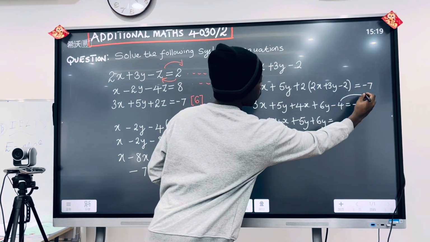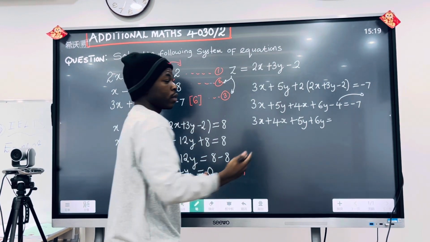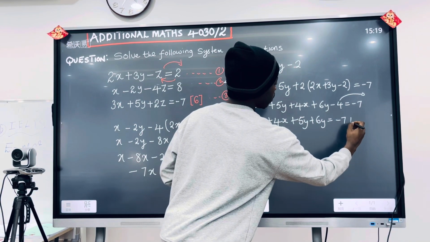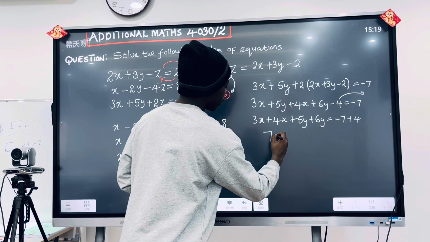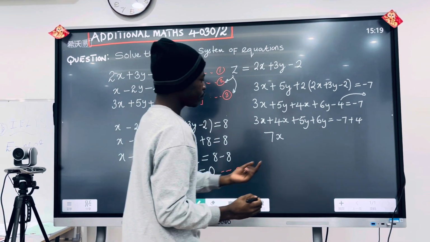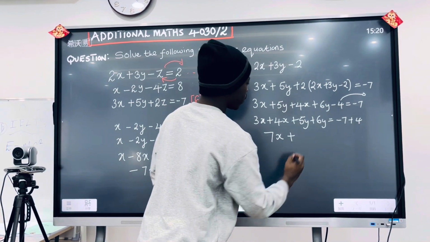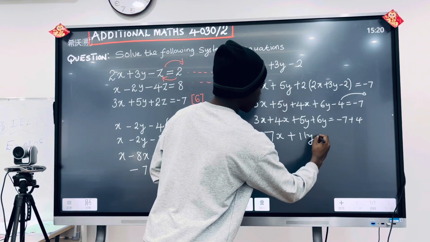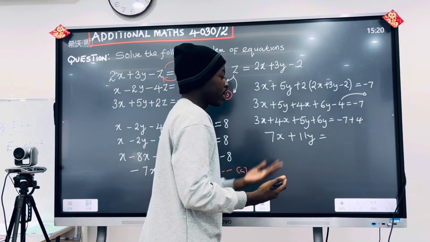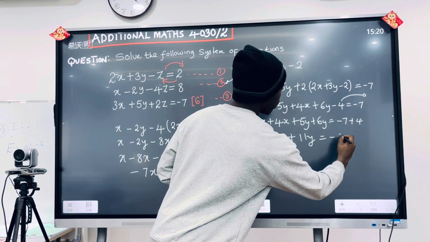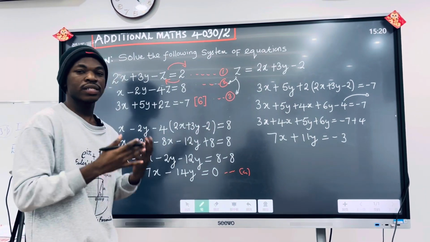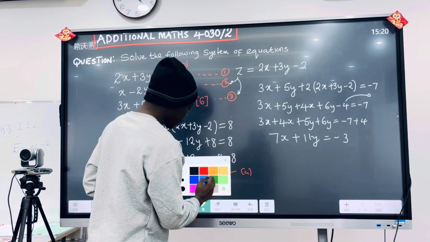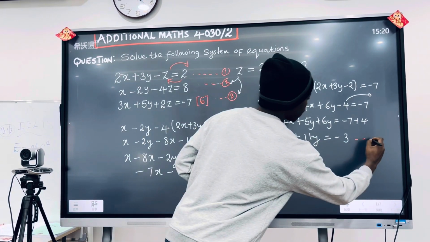We can take negative 4 to the other side, it becomes positive. So we're going to have negative 7 plus 4 like that. So what do we do? We add here. We're going to have 7x. Then we have 11y equals negative 4 plus negative 7 plus 4, that's negative 3. You can see that even in this equation, we've gotten rid of z. So we're going to call this equation B.